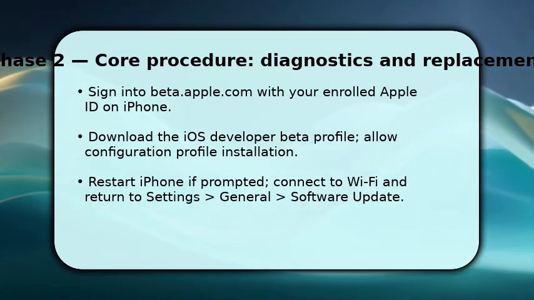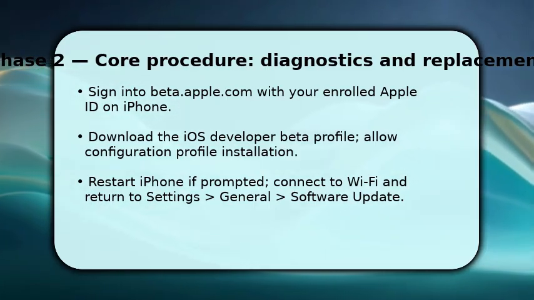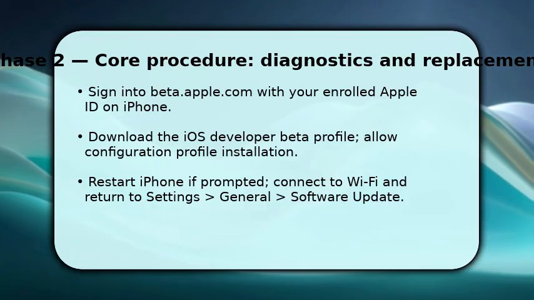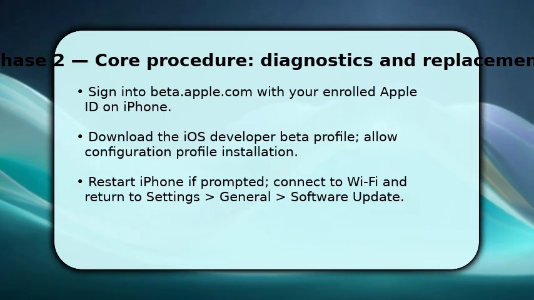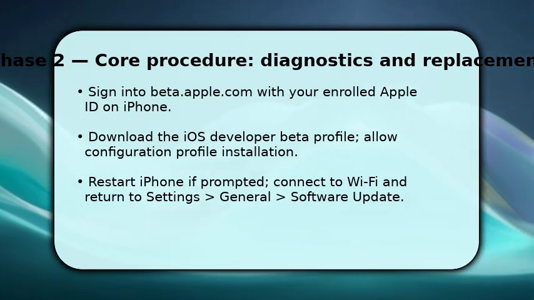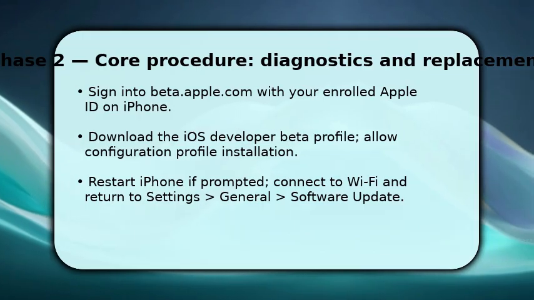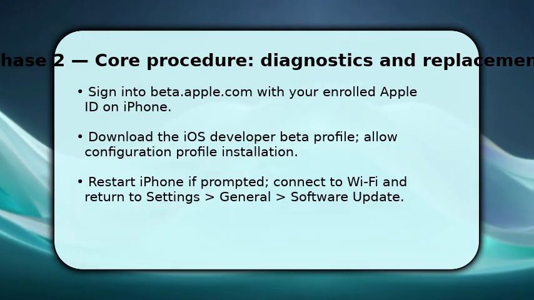Go to Settings, General, VPN and Device Management to confirm the profile shows as installed. Once installed, restart the phone if requested. This ensures the profile takes effect. After reboot, connect to Wi-Fi and navigate to Software Update to fetch the beta.